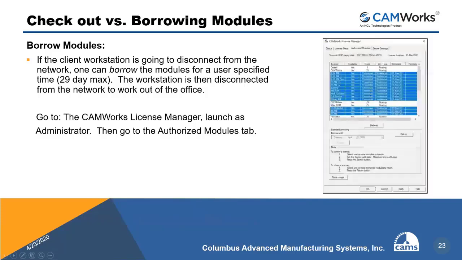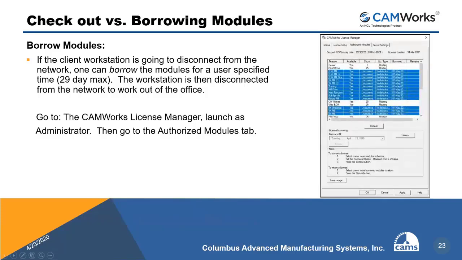So how is that done? That's done by going to the CAMWorks License Manager, launch as administrator, then go to the Authorized Modules tab, and I'll show you that coming up. In the Authorized Modules tab that we showed you, you highlight them, pick your date, and borrow the license. And again, icons will be grayed out and deactivated within the software until a license is either checked out or borrowed.